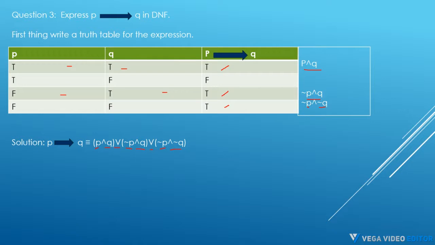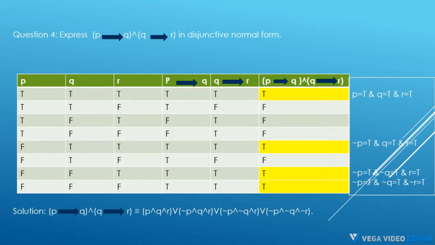Let's consider another example. Express P implies Q and Q implies R in disjunctive normal form, DNF. So here we construct the truth table. Then we have the rows with truth value, the row with the truth value, the row with the truth value, and the row with truth value. So for these statements, you come and write the statements here.